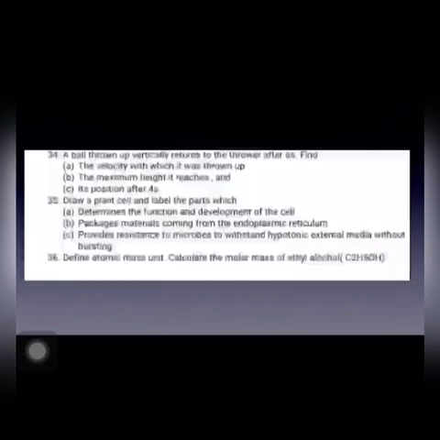We were on section C. 3 questions we have discussed in our previous video, and the remaining 3 we are going to discuss now. Now see the next question, question number 34. A ball thrown up vertically returns to the thrower after 6 seconds. Find the velocity with which it was thrown up, the maximum height it reaches, and its position after 6 seconds.